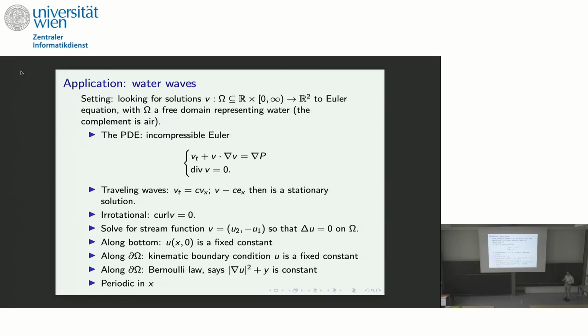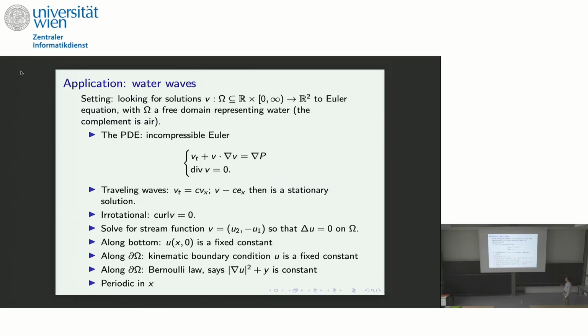And the idea is, okay, so we have a fluid. This is like water. Up there, it's air, and we're trying to construct something which looks like a wave. And down here, you're solving the incompressible Euler equation. And I'm looking for traveling wave solutions. So immediately I'm going to go away from this transport type equation into a stationary equation. And I'm going to look for irrotational solutions. So that means the vorticity is 0.